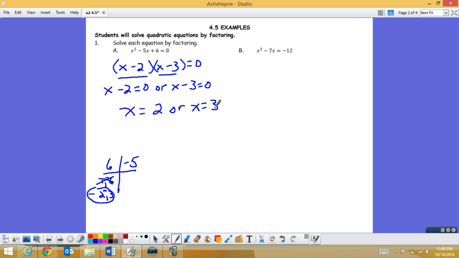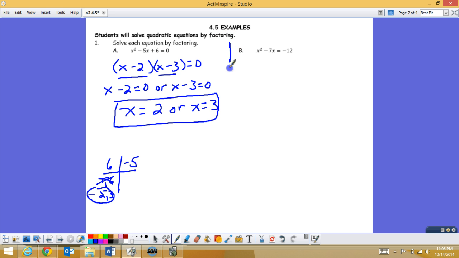Now, if you recall, when we graphed these and calculated those solutions on the calculator, we had our two solutions, 2 and 3, where this parabola crossed that horizontal line. So that is the solution for that quadratic equation.